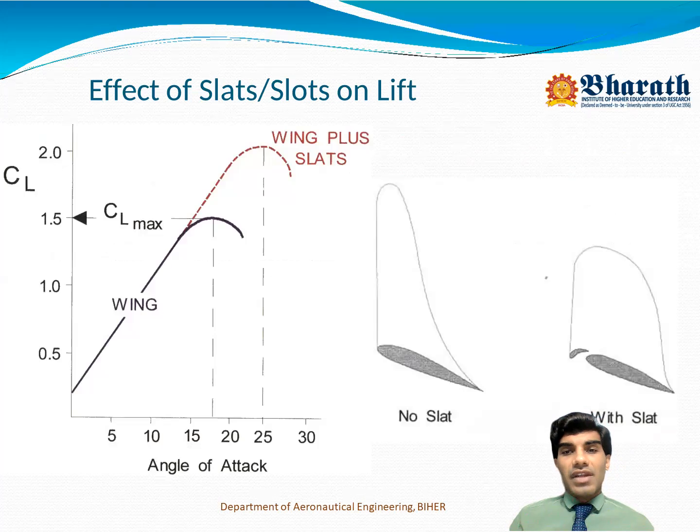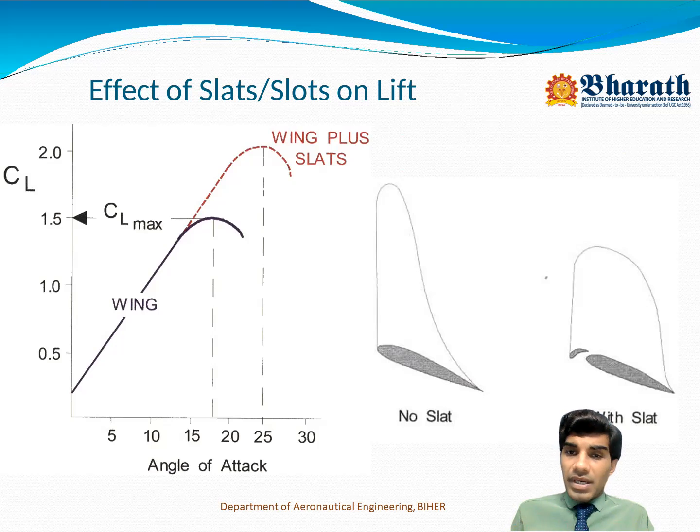Here is the effect of slats and slots on the lift. In the graph between coefficient of lift and angle of attack on the left side, the coefficient of lift values are 0.5, 1.0, 1.5 and 2, and the angle of attack values are 5 degrees, 10 degrees, 15 degrees, 20, 25, 30 degrees. There are two curves, one for the wing and one for the wing plus slats. The wing plus slats increases both the coefficient of lift and the angle of attack, so it has both advantages.